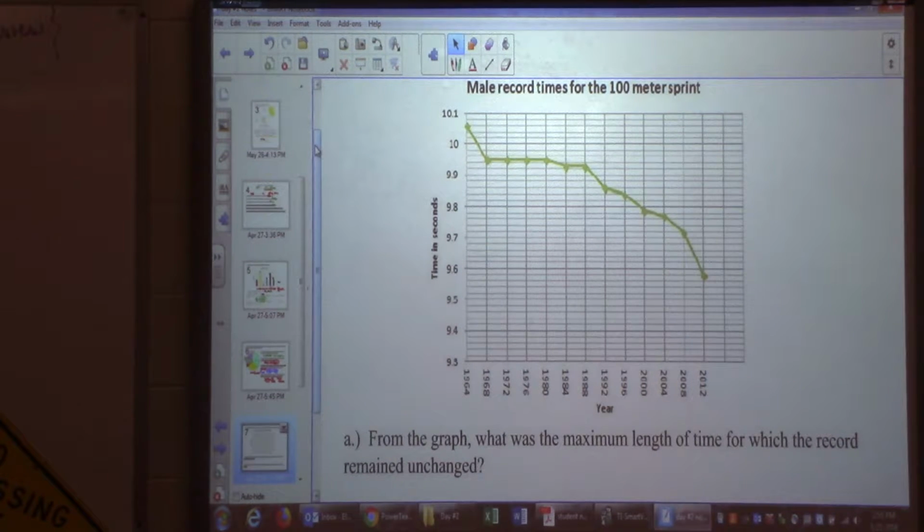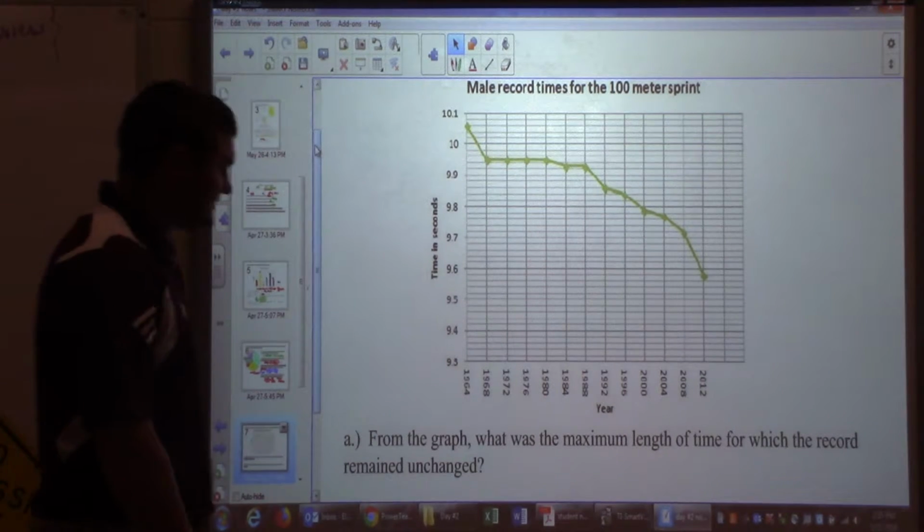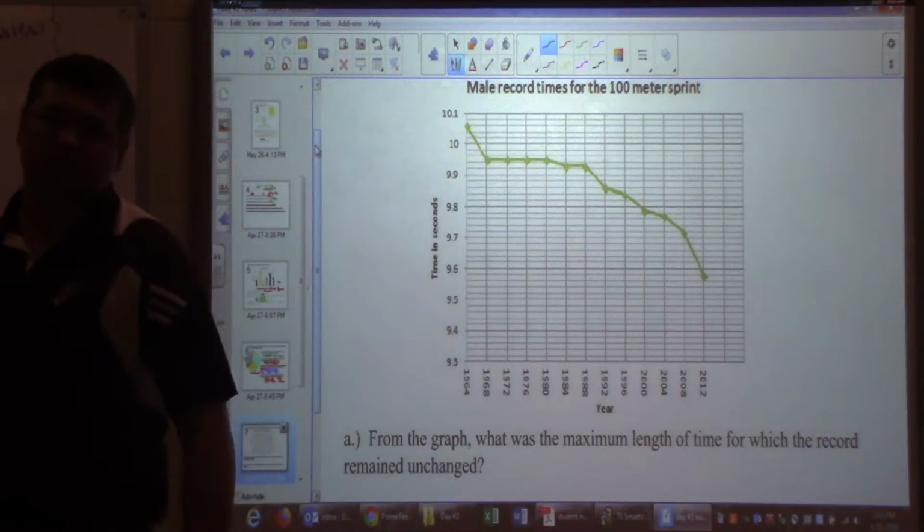All right, part A wants to know from the graph, what's the maximum length of time for which it remained unchanged?